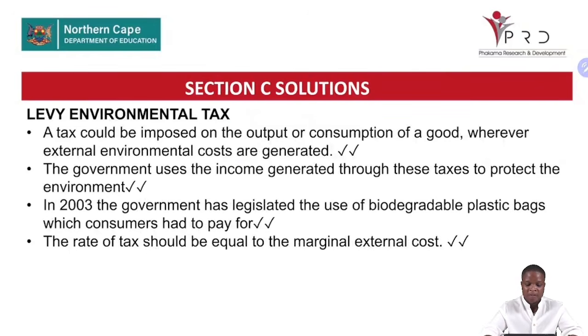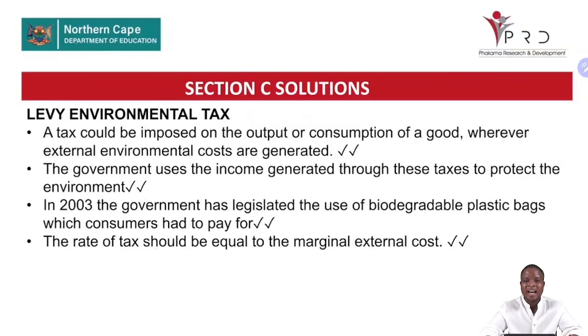Right, let's go to levying of environmental taxes. A tax could be imposed on output. So these are sometimes green taxes. So we pay for environmental use, and also there is levying of environmental tax. So there are two headings: paying for environmental use and levying of taxes for environment. Right, a tax could be imposed on the output or consumption of goods wherever external environmental costs are generated. Remember, we said the market does not care about external costs. So the government is going to force the producer to care about the external cost by charging green taxes.